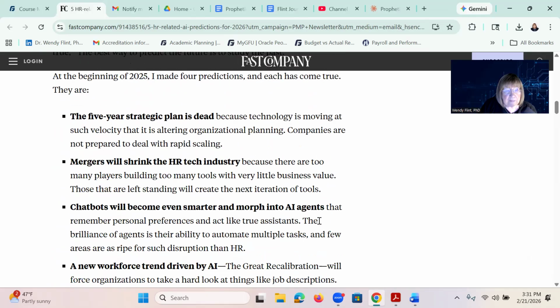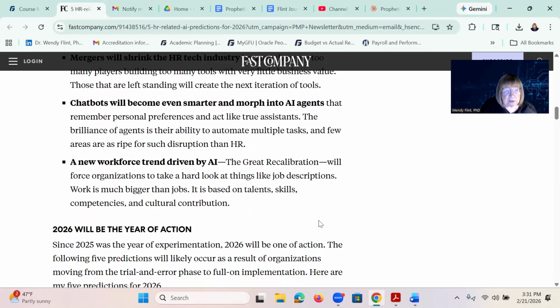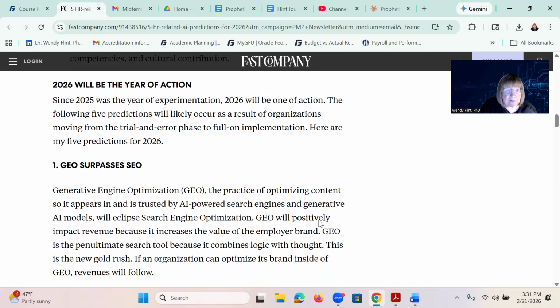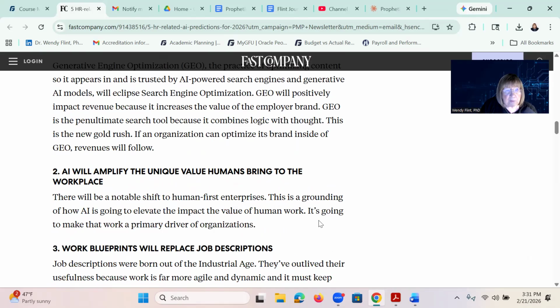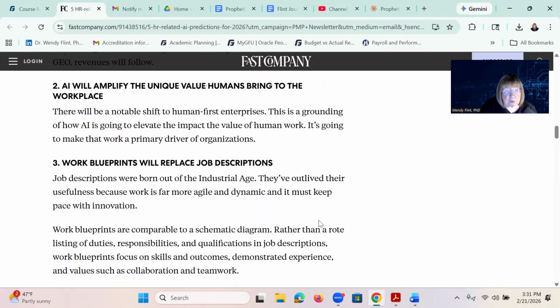And so one of the things I think was really interesting in this was that AI will amplify the unique value humans bring to the workplace. So there'll be a notable shift to human first enterprises. And then work blueprints will replace job descriptions. And I thought that was fascinating.